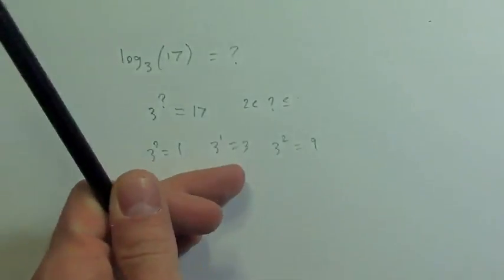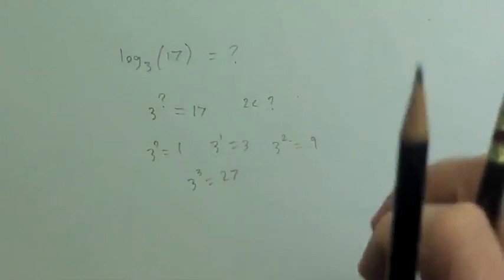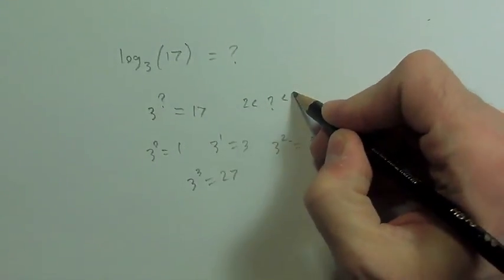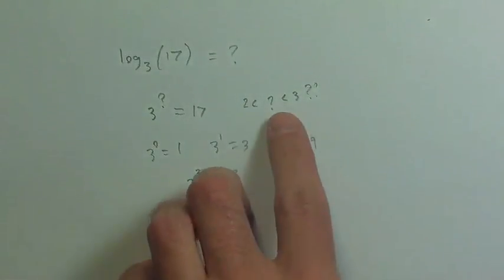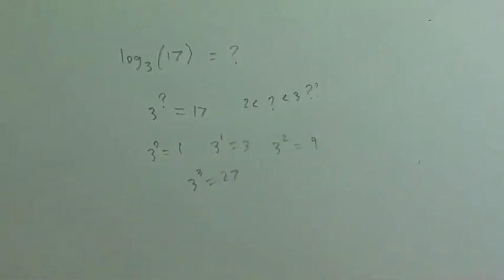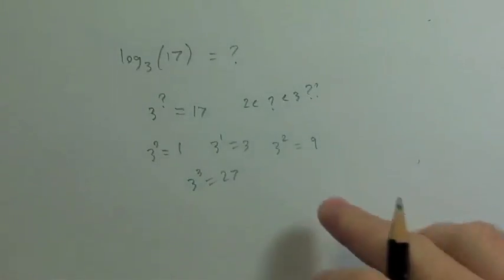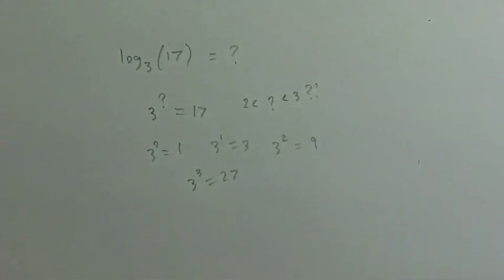It wouldn't be equal to either because that would give me 9 or 27. But that value I'm looking for is probably between 2 and 3 somewhere. But the question is, where? And how do we find values like this?